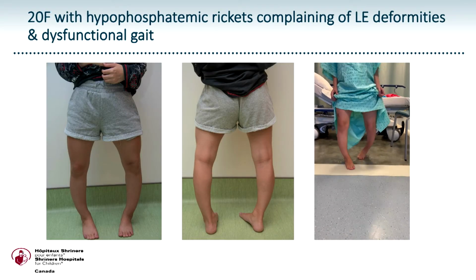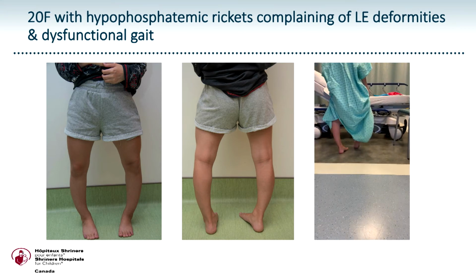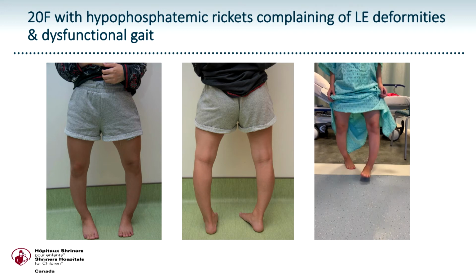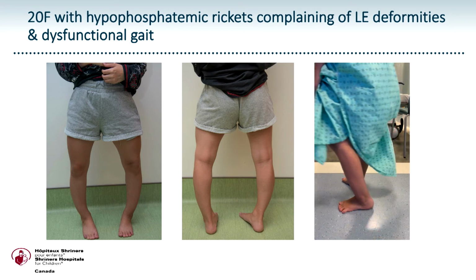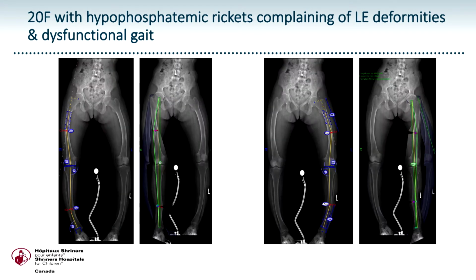This is an adult patient, a 20-year-old female with hypophosphatemic rickets. Without even looking at the x-rays, I think people who attended the course in the past few days can understand that this is a multifocal, probably multi-apical, complex deformity involving more than one segment. This is just a demonstration of the software planning and the simulated correction of the deformities.